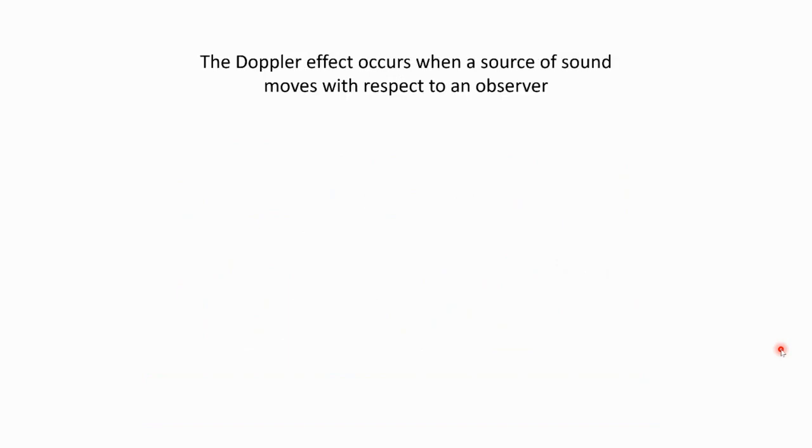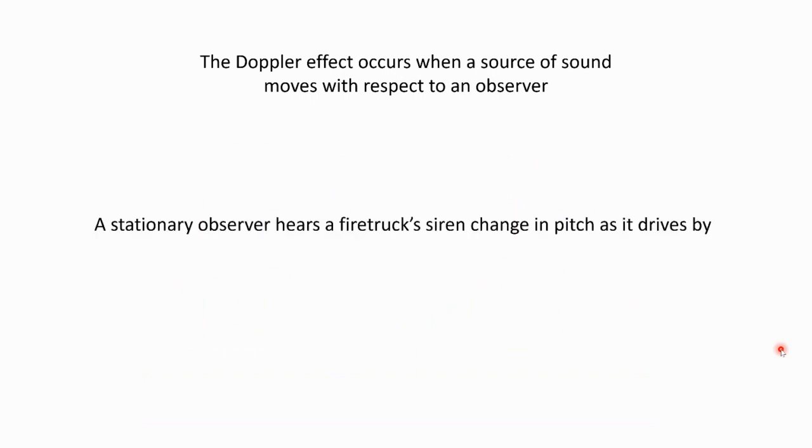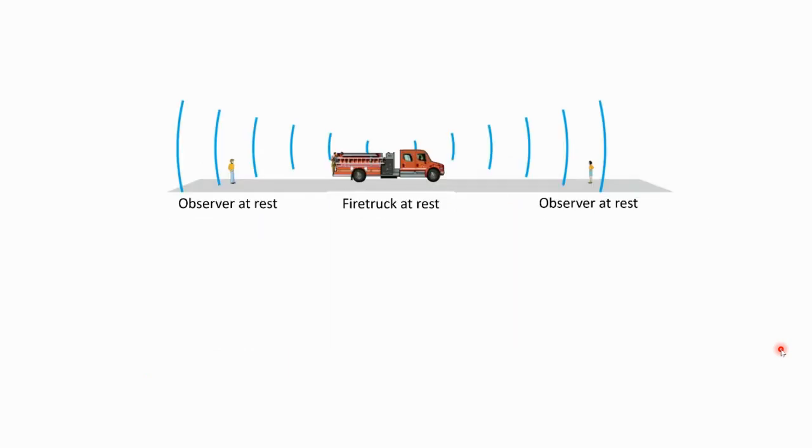The Doppler effect occurs when a source of sound moves with respect to an observer. We're all familiar with this. When a fire truck drives by, we hear a change in the pitch, right? Suppose there's a fire truck at rest and it's got a siren. Let's assume the siren is just a simple tone at a certain frequency.